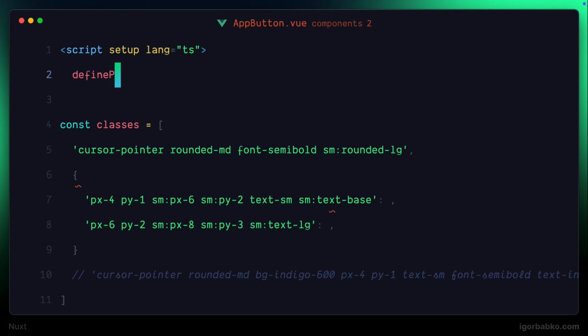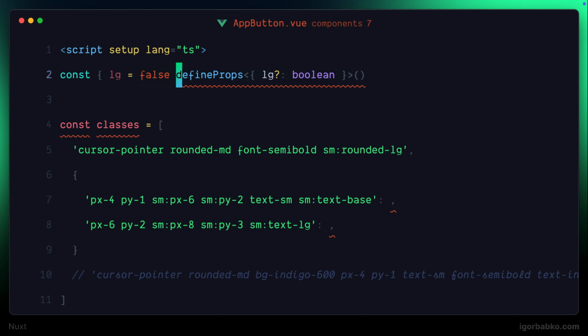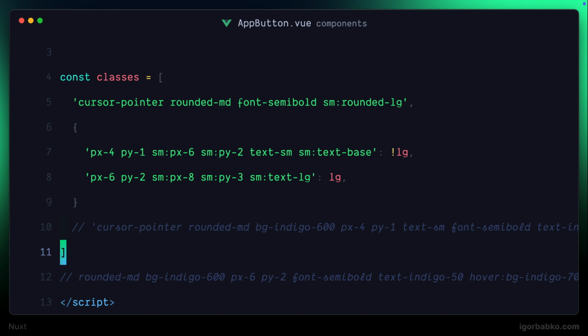Let's declare a prop with the name lg that we will be able to use to specify the size of the button. This prop will be optional and the type of this prop will be Boolean. And since this is an optional prop, let's assign a default value for this prop, which will be false. So by default buttons will not be large. And then I'm gonna reference this prop lg right here with a negation sign to indicate that this list of classes has to only be assigned to normal size buttons, unlike the second list of classes that are intended to be used only for large buttons.